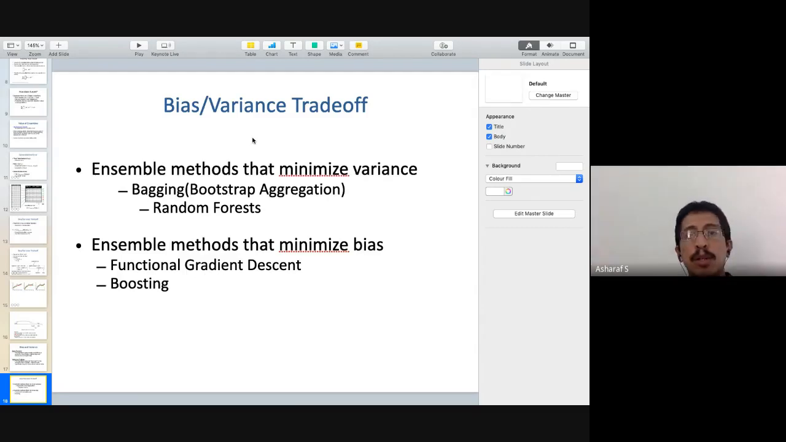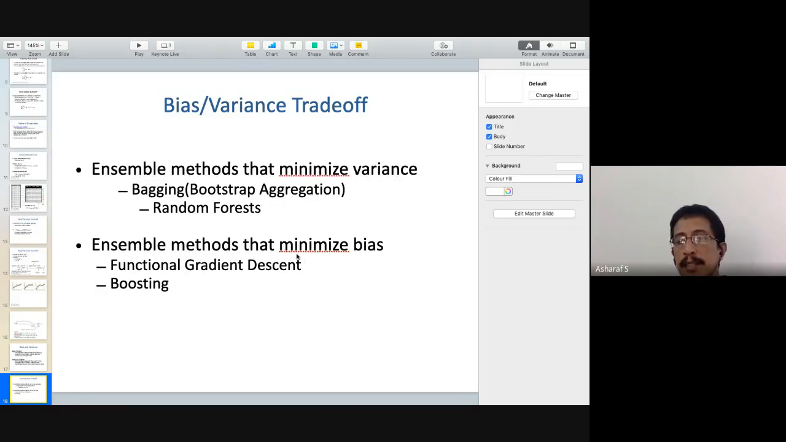It's only for those who are really interested in the math side of it. There are mainly two types of ensemble methods: ensemble methods that minimize variance, and ensemble methods that minimize bias. We'll be looking at one algorithm from each of these categories. Bagging, or bootstrap aggregation, is one ensemble method which reduces variance. It creates a committee of experts where every committee member is a specialist on certain things.